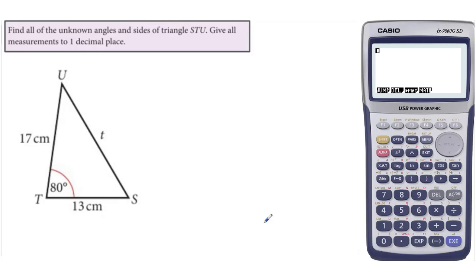Find all of the unknown angles and sides of triangle STU. Give all measurements to 1 decimal place. Right, so we look at the triangle, no right angles.